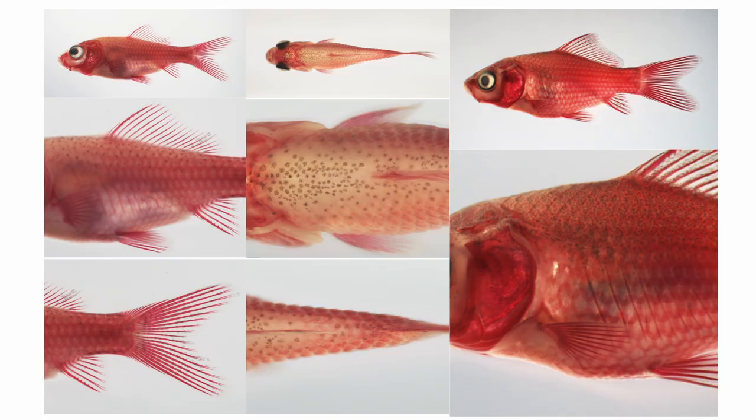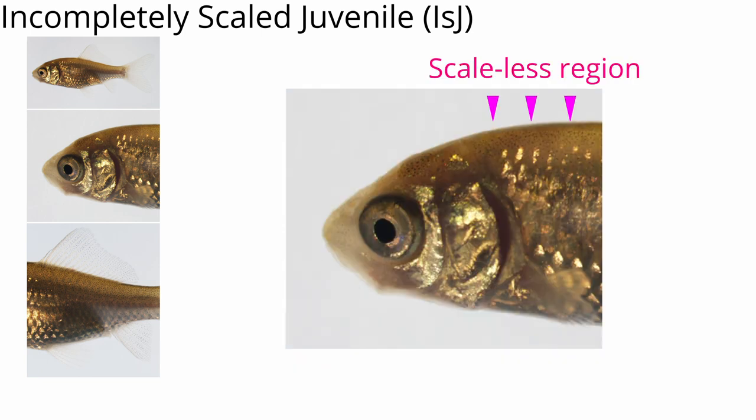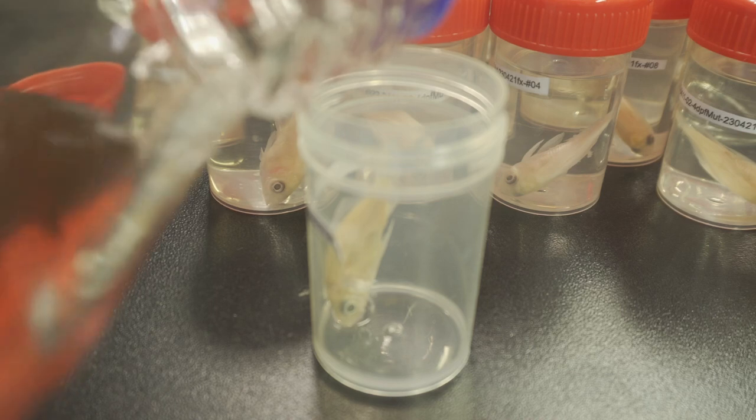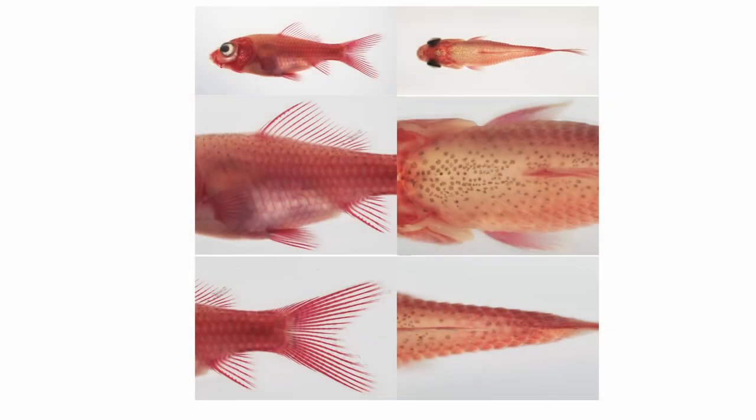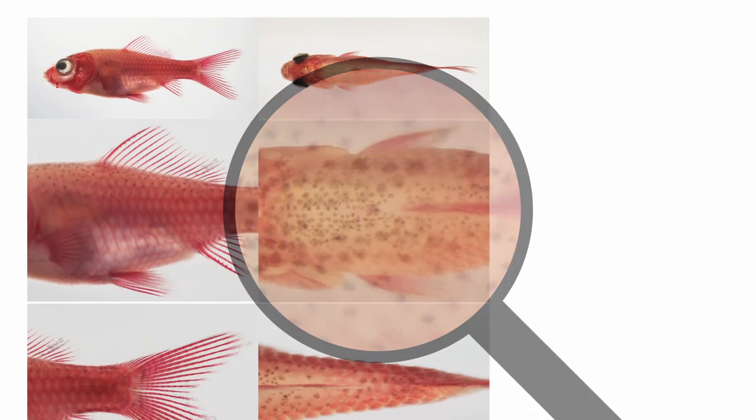However, since scale development varied by size, we decided to subdivide this stage further into two substages. Incompletely scaled juvenile substage. At this stage, most of the sides of the body are covered with scales, but the back of the head is not covered with scales. If you use this alizarin red staining solution, you can see that the scales and the fin rays are dyed red. And you can see that this part is not red.